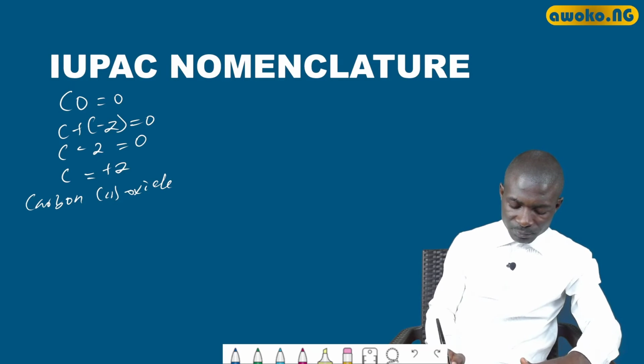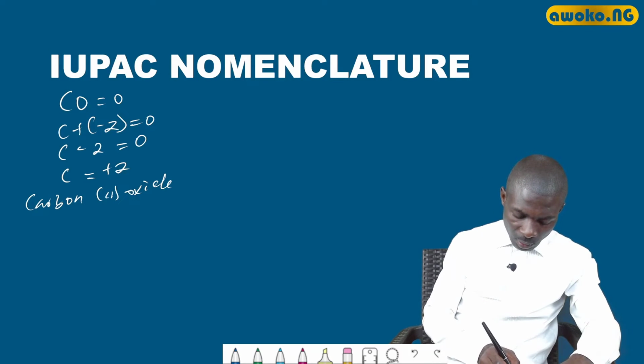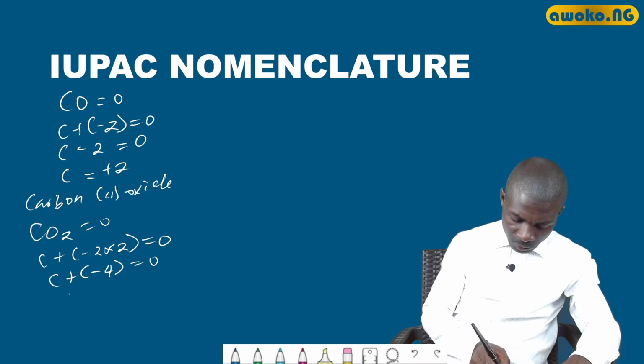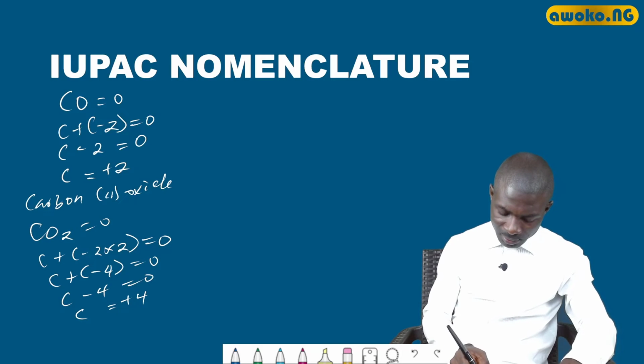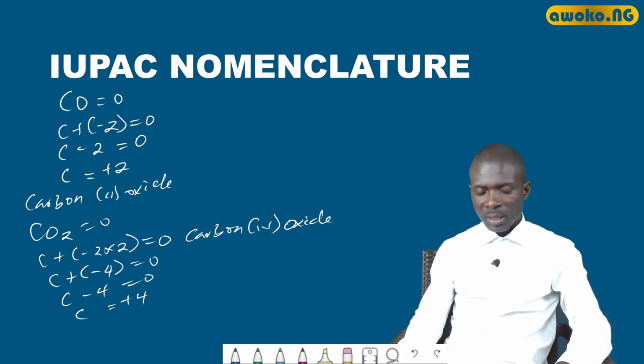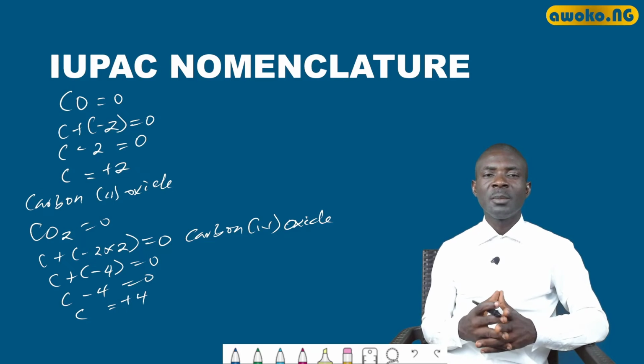We can also have another example as CO2 equal to 0. So we have C plus minus 2 multiplied by 2 is equal to 0. So we have C plus minus 4 is equal to 0. So C minus 4 is equal to 0. C therefore is equal to plus 4. So we can give the name as carbon(IV) oxide. Yes, so carbon(IV) oxide is the name of the compound.